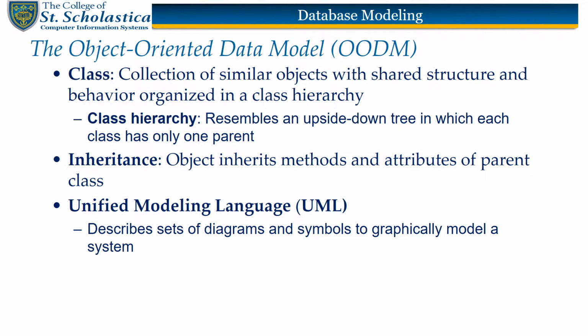Objects that share similar characteristics are grouped in classes. A class is a collection of similar objects with shared structures or attributes, and behavior or methods. Classes are organized in a class hierarchy. Class hierarchy resembles an upside-down tree in which each class has only one parent. Inheritance is the ability of an object within the class hierarchy to inherit the attributes and methods of the classes above it. Object-oriented data models are typically depicted using Unified Modeling Language, UML, class diagrams that describe a set of diagrams and symbols you can use to graphically model a system.